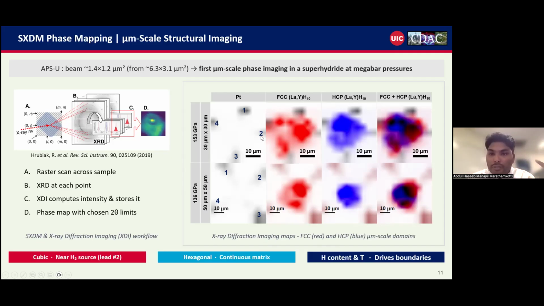This is also where we had excess ammonia borane, as well as higher hydrogen availability during the laser heating. The hexagonal phase, in blue, makes up the remaining 58% and looks more like a continuous matrix across the sample. Local hydrogen content and the laser heating geometry appear to drive these phase boundaries. The spatial map is the foundation for everything that follows in the next few slides.